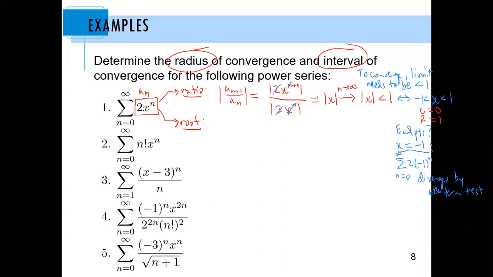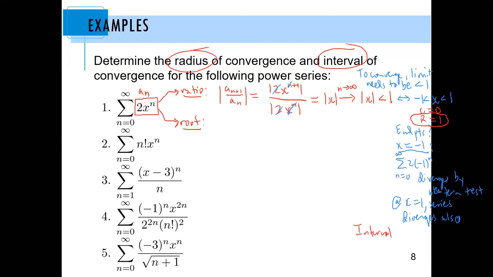And by the way, x equal to 1 is even worse. At x equal to 1, it's just the sum of 2 an infinite number of times. So at x equal to 1, the series diverges also. Okay. Therefore, I have my radius of convergence. It's sitting right here. It's 1.